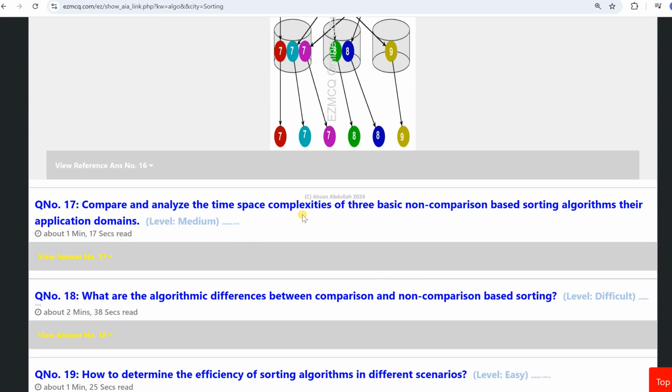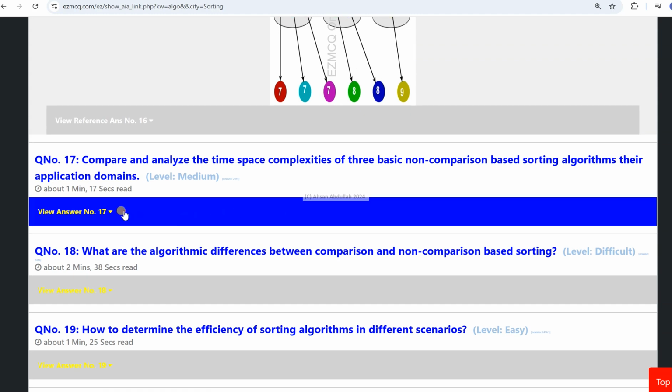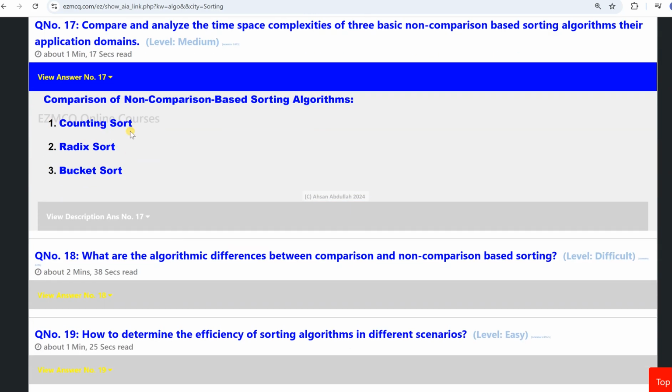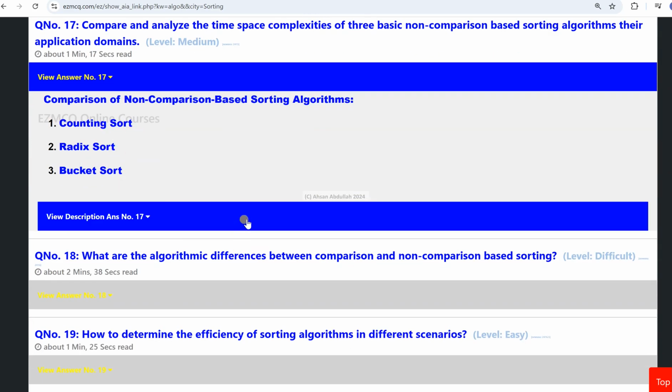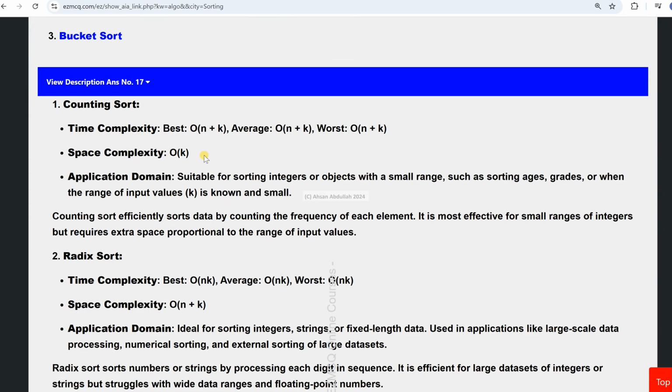Compare and analyze the time complexity of three basic non-comparison based sorting algorithms and their application domains. Again, we have counting sort, radix sort, and bucket sort. Let's look at the answer. This we have already looked at. So what is the application domain? Counting sort is for integers with a small range, because this k actually kills the performance. If the range is not proper, then it will kill the performance.